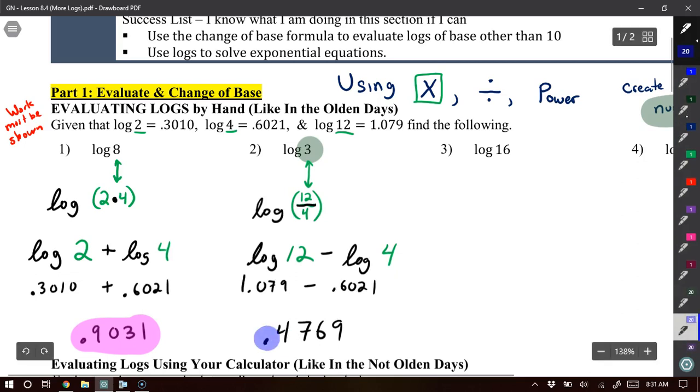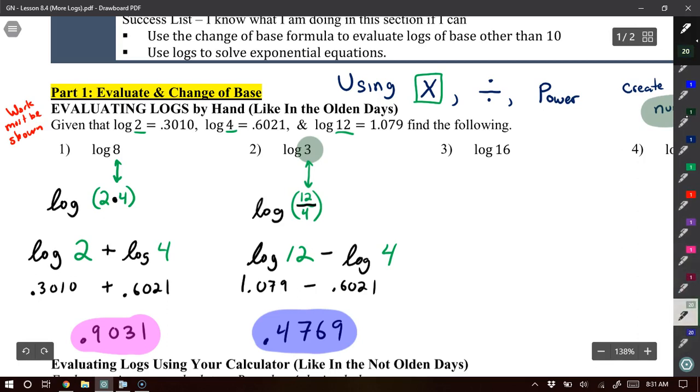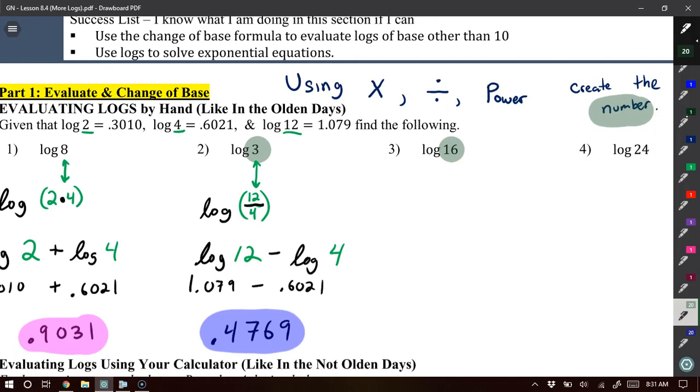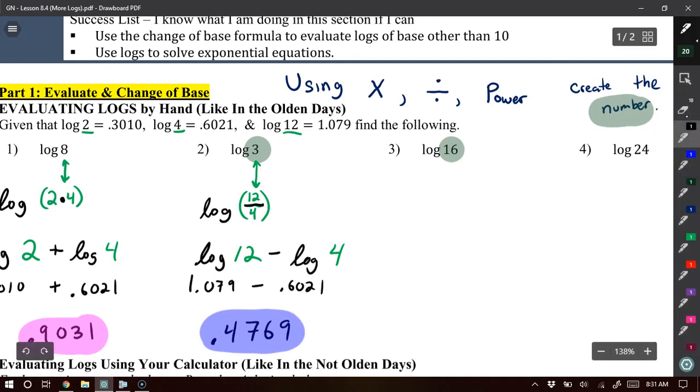So using multiplication, division, or exponents, I am trying to create the same number. So if I look at log of 16, using multiplication, division, or powers, how can I create 16 from 2, 4, and 12? Now, I'm a little bit different. It's interesting, as a teacher, I think powers. I look at 16 and I know 16 is a perfect square. It's 4 squared. Those two are the exact same number. I didn't change the problem, I just rewrote it. And that allows me to use my power rule. I can take my exponent of 2 and go down.